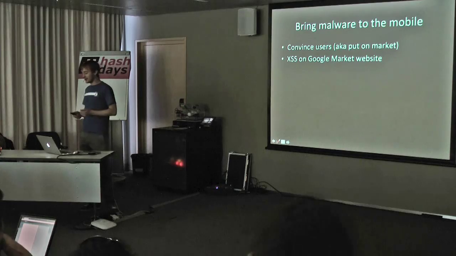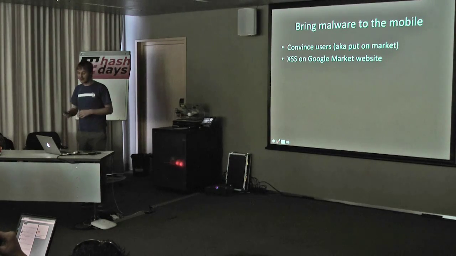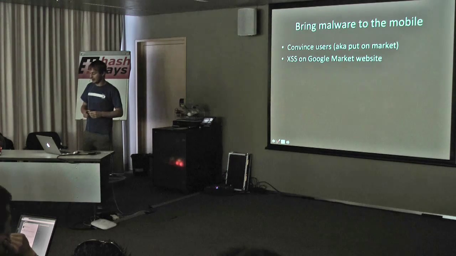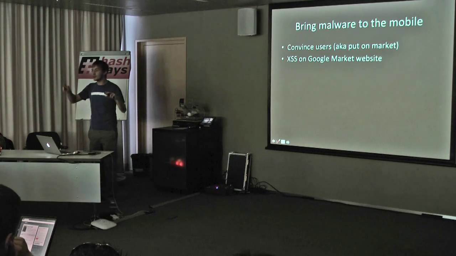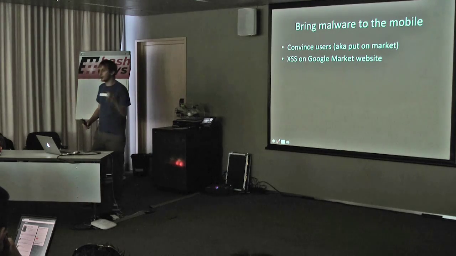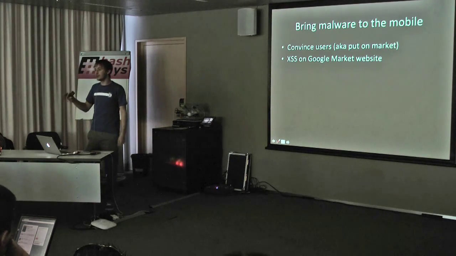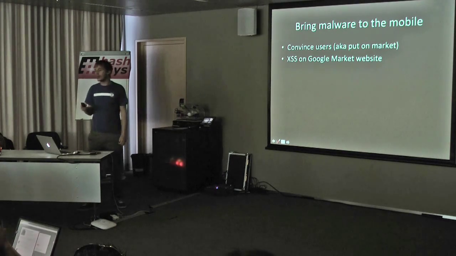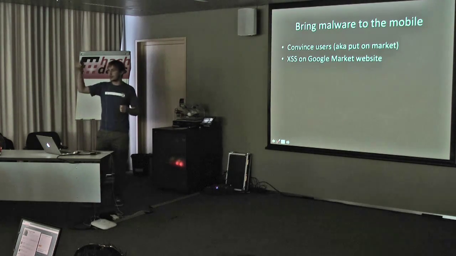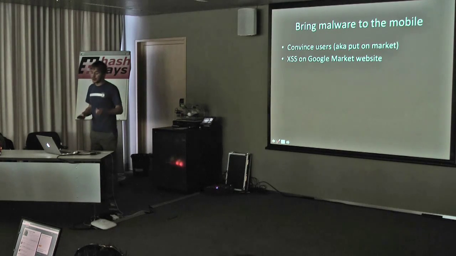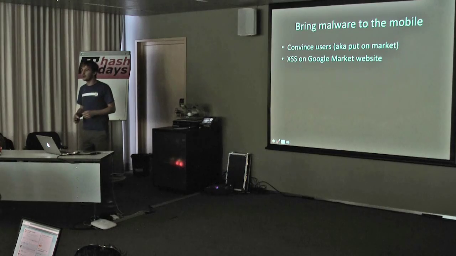Okay, if you want to bring malware to the mobile, as I said, the easiest thing is just to convince the user or just put it on the market. Somebody will download it. Another thing which John Oberheide found out is that a cross-site scripting on the Google Market website is also sufficient. On Android, you basically have two options to install apps. First, you take your mobile, open the Market app, and say, please install that app, and it will install it. The other way is to log into the website, market.android.com, and install an app there. You log in with your Google account, which is associated with your mobile phone, and it will push it down over the Google push service, and it gets installed. So a cross-site scripting is actually enough. If you find a cross-site scripting on the Google Market website, just send me an email or something. It would be pretty interesting.